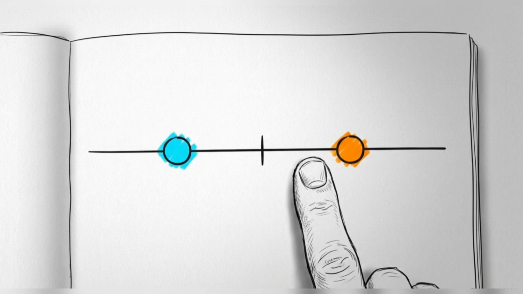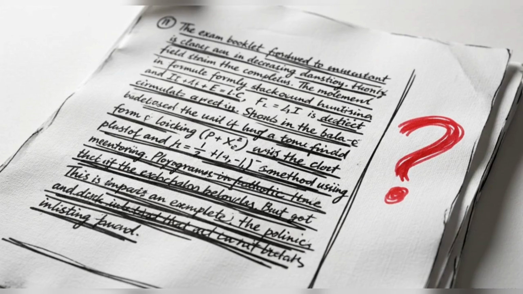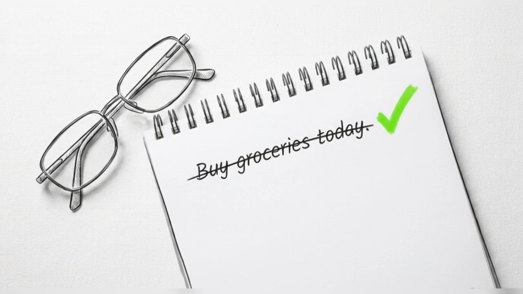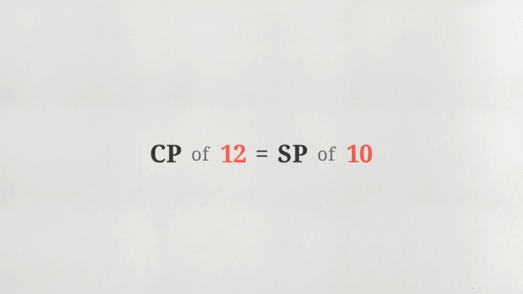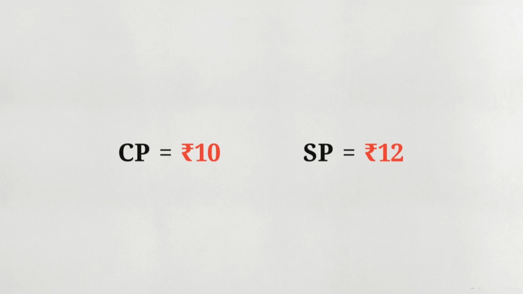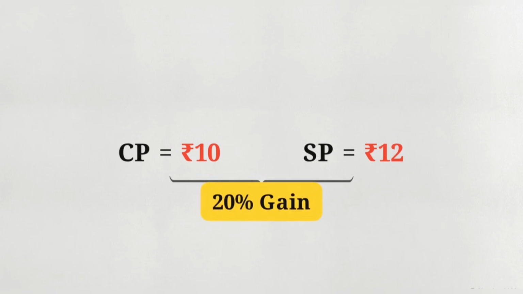You will often see word problems stating that the cost price of 12 items equals the selling price of 10 items. The phrasing is designed to be confusing, but the relationship is straightforward once reframed. To see the profit clearly, we let the quantities exchange roles to represent currency. The 10 becomes the cost price and the 12 becomes the selling price. This reveals a 2 rupee profit on a 10 rupee investment, which is a 20% gain.